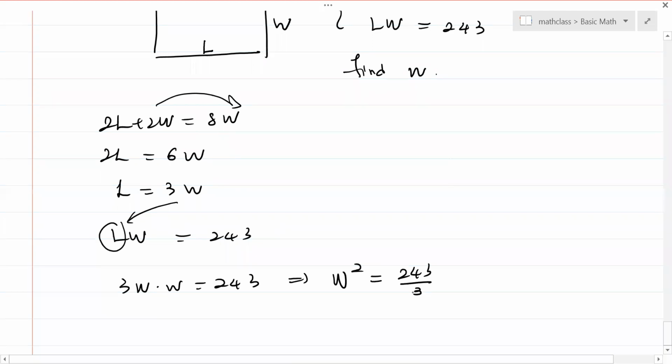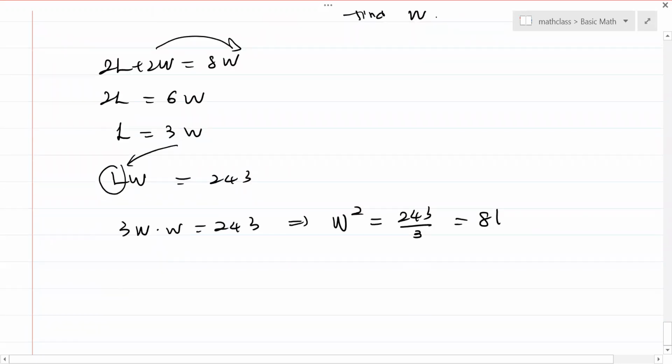And then maybe I will get surprised, right? So 81. Okay, 81 is a perfect square. So W should be equal to 9. That's how to solve the problem.